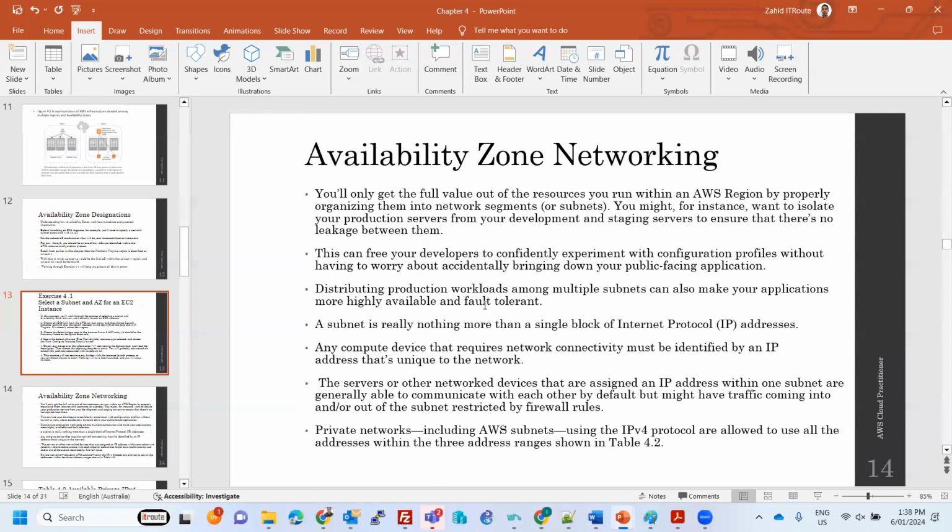This one we're going to have a look at: availability zone networking.